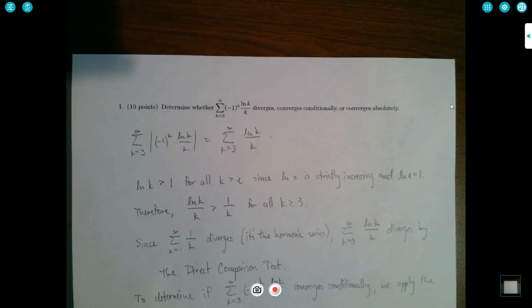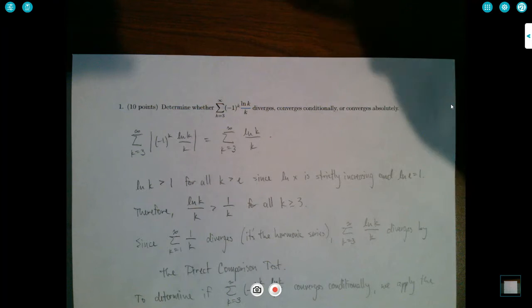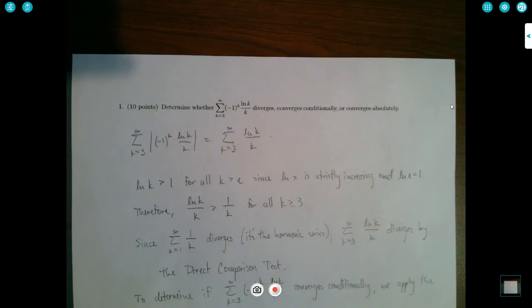So a lot of you jumped straight to the alternating series test because you saw, oh, it's an alternating series. I'm going to jump straight to the alternating series test. And maybe the reason that you do that is because you're thinking, well, if the alternating series diverges, then it's definitely, how should I say this? So maybe your thought process is this.